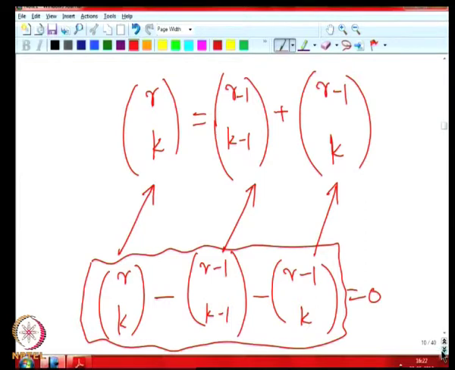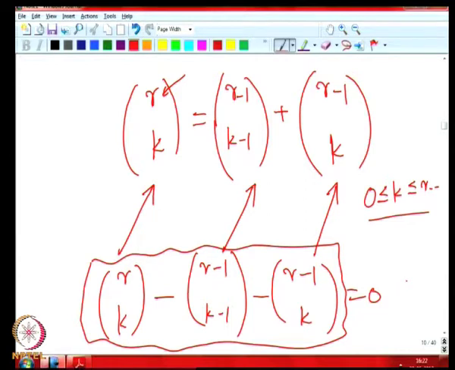In fact, more than k values of r for which this polynomial will evaluate to 0. We already know that. Why? Because for every positive integer r, this is correct, we have verified it. For instance, whenever 0 less than or equal to k less than or equal to r, we have verified it, right? It was making sense.